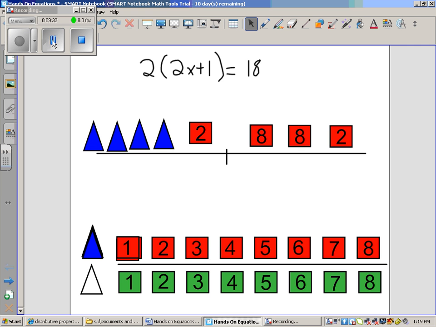Remember to pause. I'm going to put the answer up. You should get x equals 4. And when you check it, you should get 18 equals 18. Okay, let's try another one.